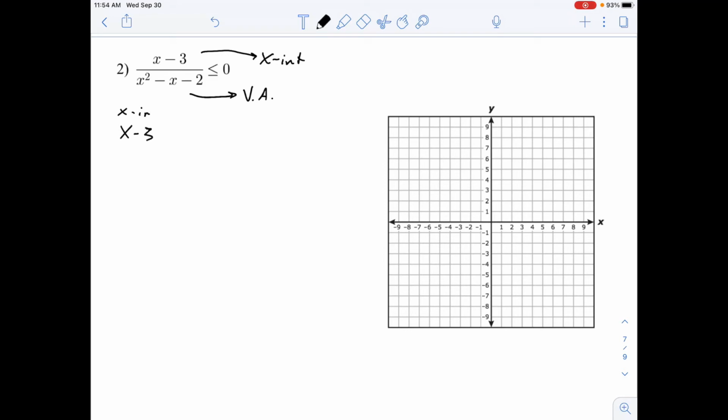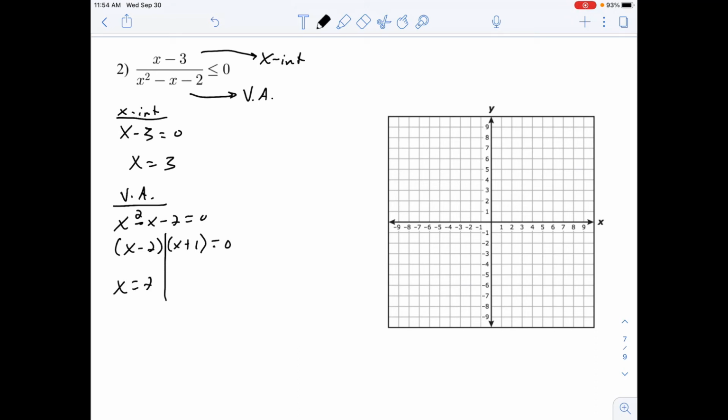So when we solve, our x-intercept here is when the numerator equals 0, so x is equal to 3. And then for our vertical asymptote, we have x squared minus x minus 2 is equal to 0. So that is factorable, which is good. So we get x minus 2 times x plus 1 is equal to 0. So we get x is equal to 2, and x is equal to negative 1. So these two are our vertical asymptotes.